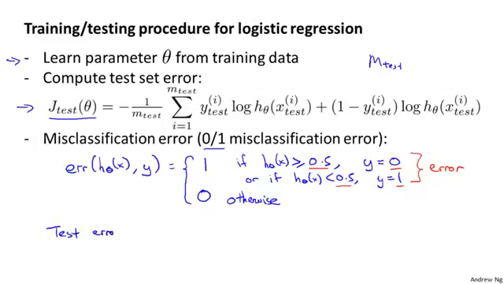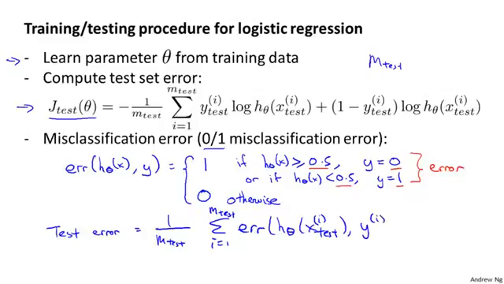We could then define the test error using the misclassification error metric to be 1 over m test of the sum from i equals 1 to m subscript test of the error of h of x_i test, comma y_i test. And so that's just my way of writing out that this is exactly the fraction of the examples in my test set that my hypothesis has mislabeled. And so that's the definition of the test set error using the misclassification error or the 0-1 misclassification error metric.